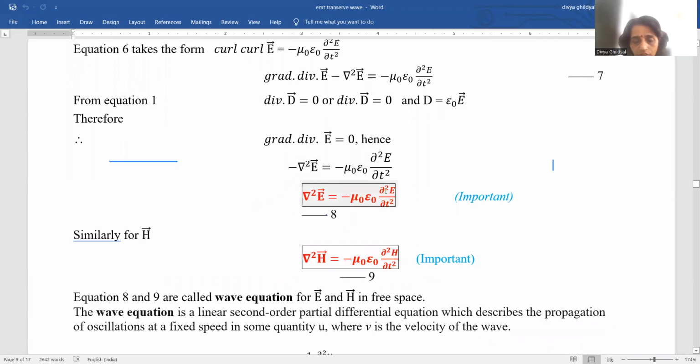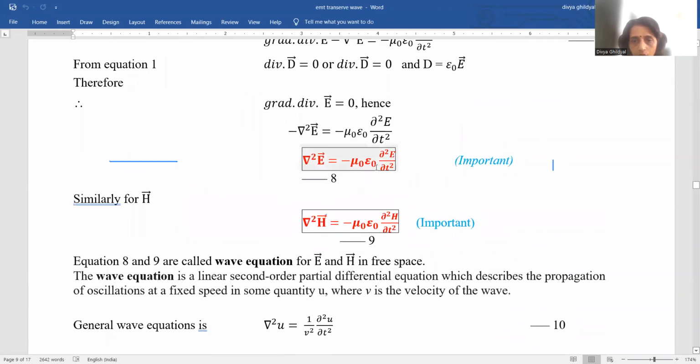Similarly, this is for the electric field. For the magnetic field, the expression becomes minus mu naught epsilon naught del 2H by del T2. You do not need to derive this again for your AKTU paper. So these two equations are known as wave equations for electric and magnetic fields in free space. They are important, often asked in section C of your paper. Derive the wave equations for electric and magnetic fields in free space.